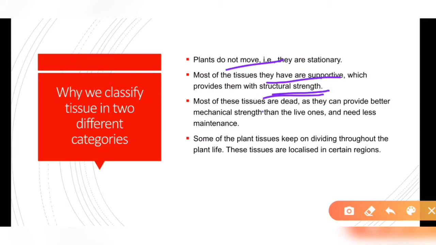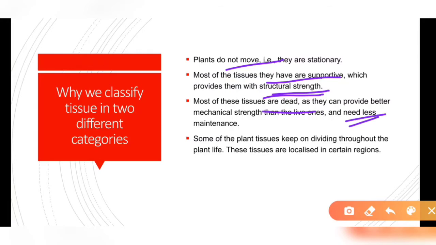Most of the tissues in plants are dead, because the stronger and more dead the things are, the less impact they have from the outside environment, so they need less maintenance. But in animals, every living cell is required to perform a specific function, and for every little movement going here and there we need different kinds of tissues, and for that we need more maintenance and more energy. So that's why we have different kinds of tissues.